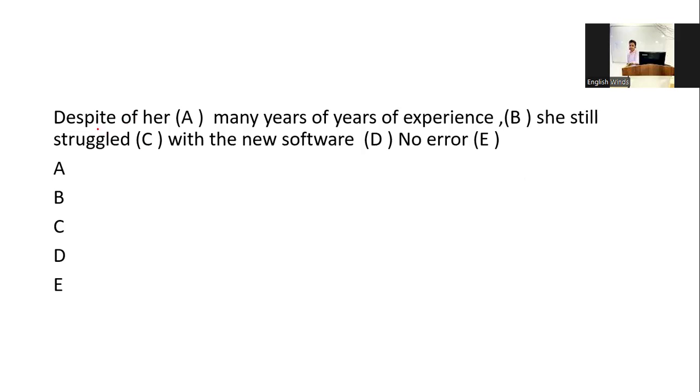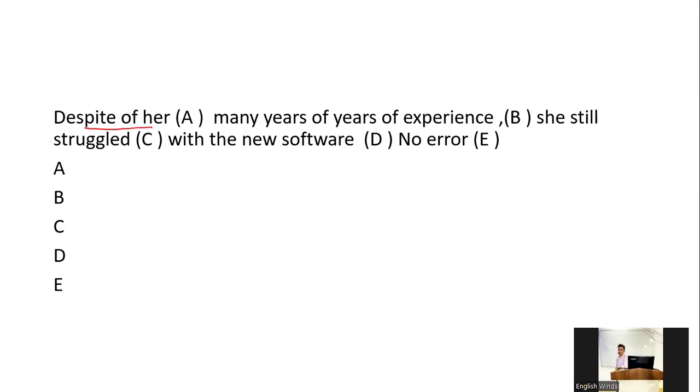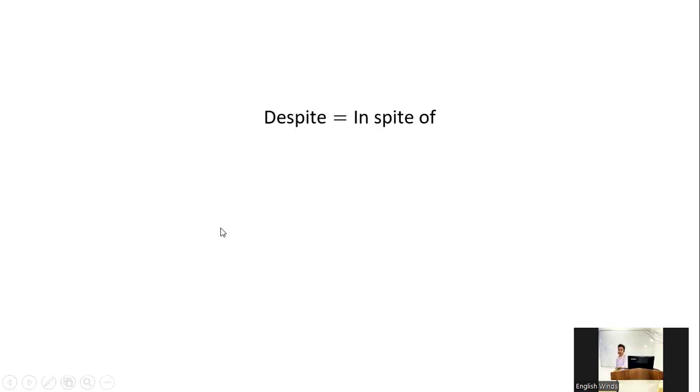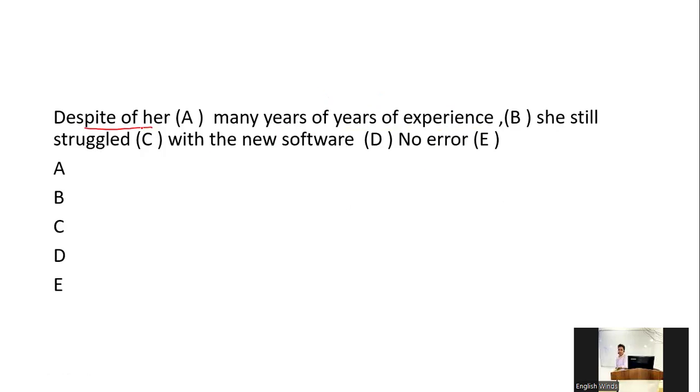Okay, let's see. Despite of. One very important thing that you need to remember, and what is that important thing, is that in English, despite is equal to in spite of. So you should never use despite of. So here, what is the error? Despite of. Of is the error.